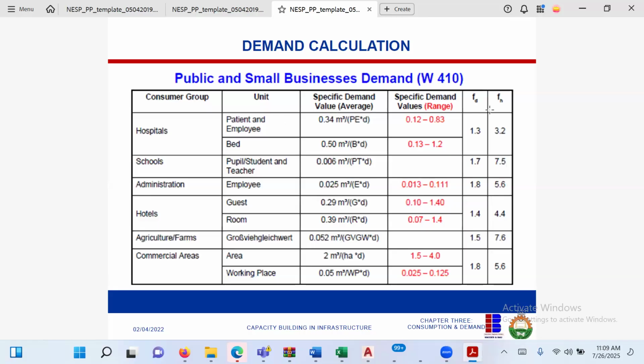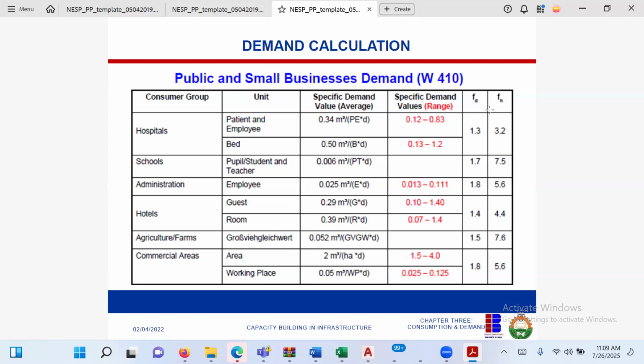So here, back again to water demand requirements. Whether you're designing for a hospital, schools, administration, hotels, agricultural farms, or commercial areas, there are different parameters you have to use. There are different water requirements. For instance, in hospitals, the water requirement on average is 340 liters per patient per day, though it can range between 120 liters and 800 liters.